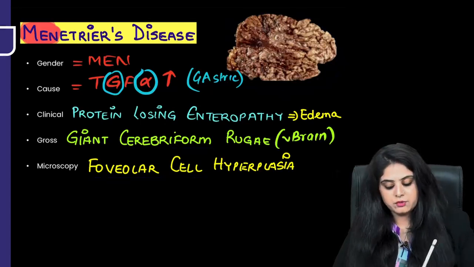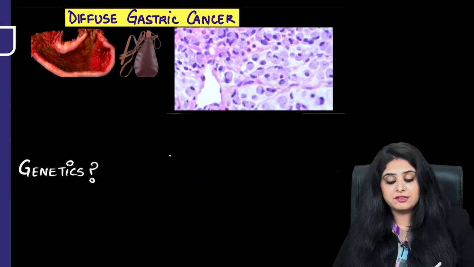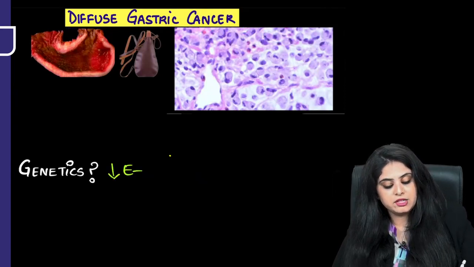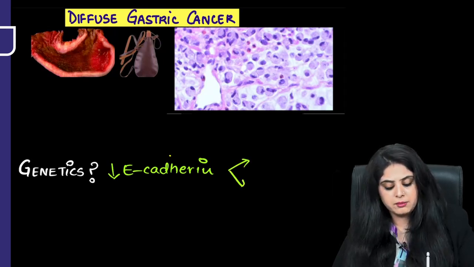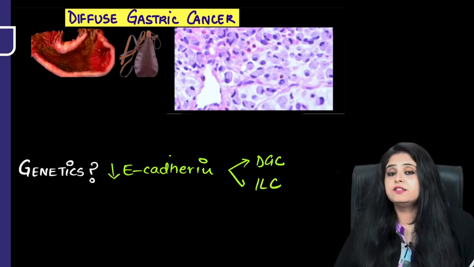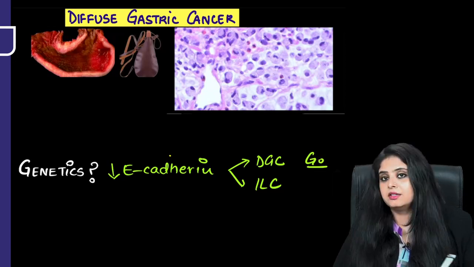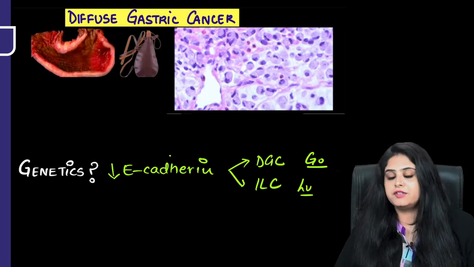Let's move on to the next one. What are the cancers that you have in the stomach? The very famous diffuse gastric cancer. Before I begin, I hope everyone remembers, diffuse gastric cancer was associated with loss of E cadherin. Do you guys remember? Loss of E cadherin is two things. Number one is going to be diffuse gastric cancer above, and the other one is invasive lobular carcinoma in the breast. Remember, GOLU tumors, GO for gastric cancer and LU for lobular cancer. So GOLU tumors with loss of E cadherin.